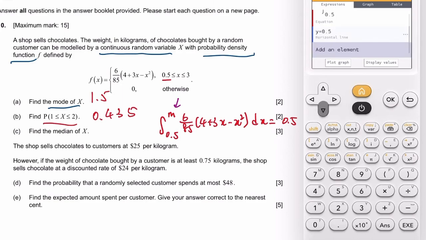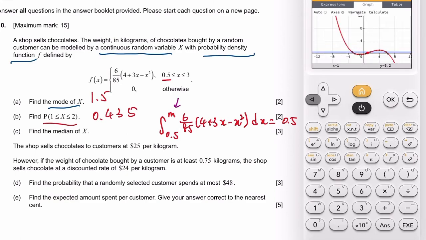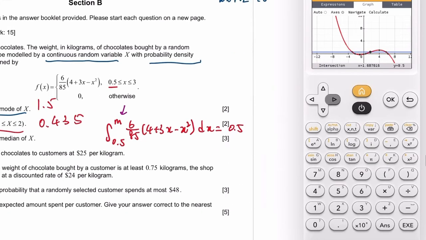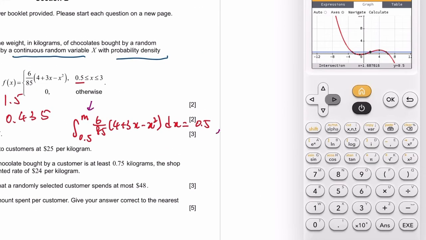Then you can actually find the intersection. It is when the x value is actually the m value. It's 1.69. So make sure you figure out how your GDC can do something like this.